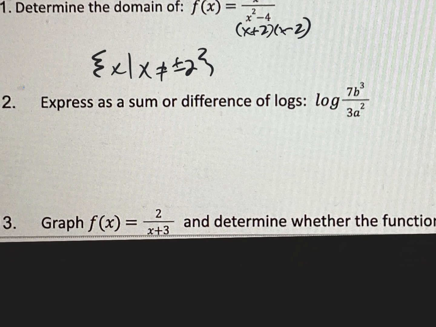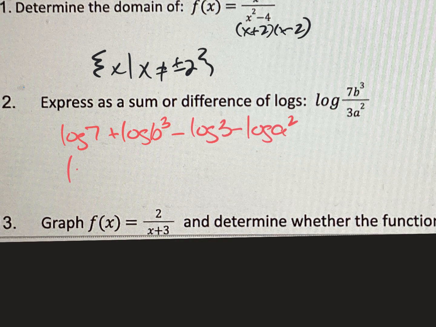Number 12, almost there. Express as a sum or difference. Remember when we did this, we figured out that anything in the numerator of a fraction with a log is going to be positive. Anything in the denominator is going to be negative. So if I break it up like that, I'm going to have log 7. And because there's 2 things in my numerator, those are both positive, and then everything in my denominator is going to be negative, log 3 minus log a squared.